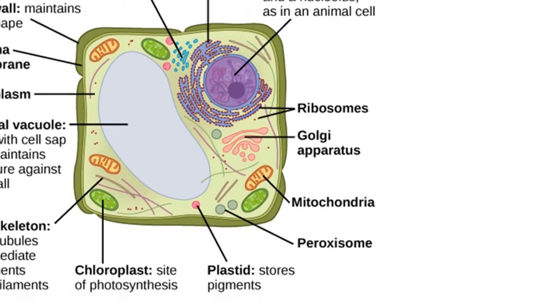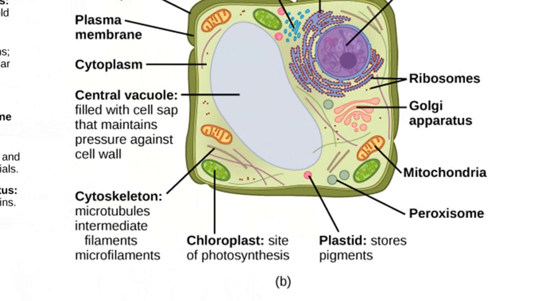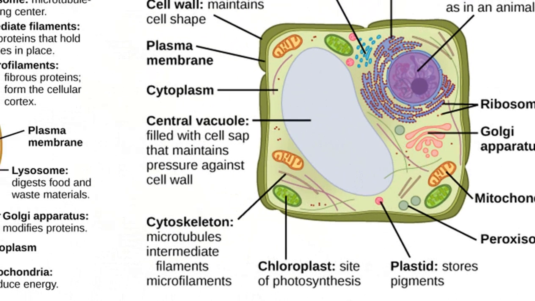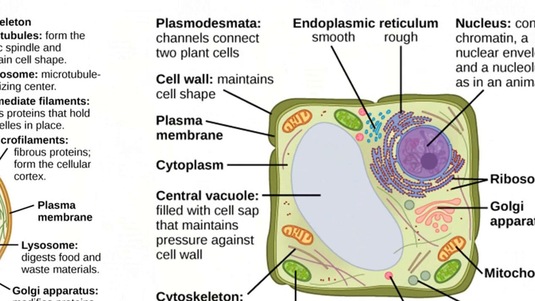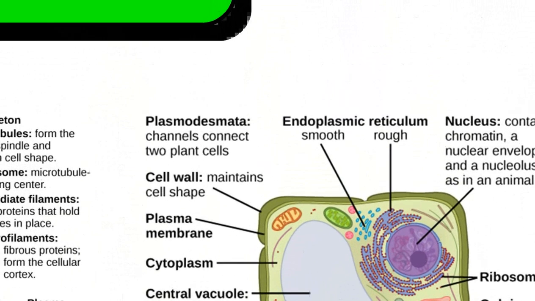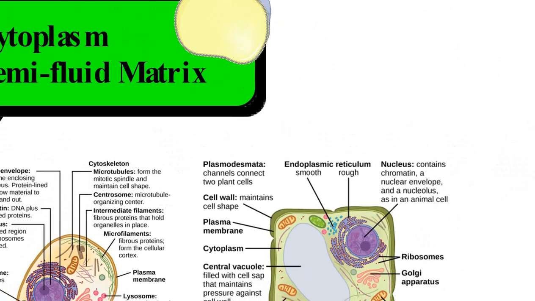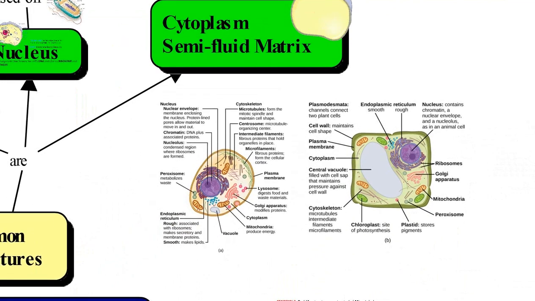This is considered as eukaryotic, with ribosomes, Golgi apparatus, mitochondria, peroxisomes, plastids, chloroplast, cytoskeleton, central vacuole, cytoplasm, plasma membrane, and cell wall in the case of the plant cell, and plasmodesmata. These are the cellular junctions. These are the features present in the plant cell.